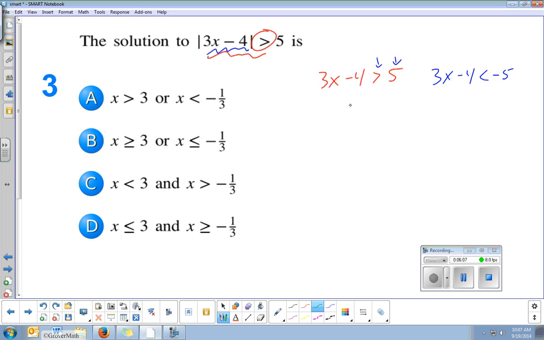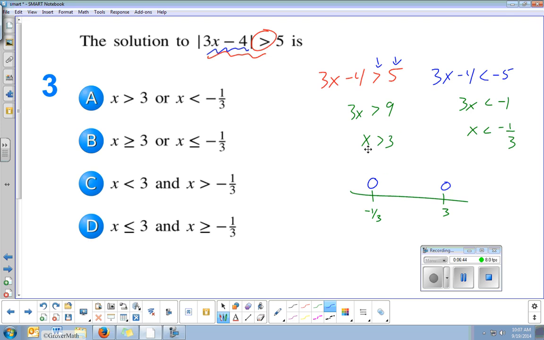Let's see, we can add and get 3x is greater than 9, and divide: x is greater than 3. And when we add 4 over here, we get 3x is less than negative 1, and then divide: x is less than negative 1/3. And so we get two separate inequalities, and if you were to look at this on a graph, and we'll do a graphic one in a minute, negative 1/3 would be on the left and 3 would be on the right, just because a number line goes least to greatest. These would be open circles. There's no equal to bars. It's strictly greater than here, so they're open circles.